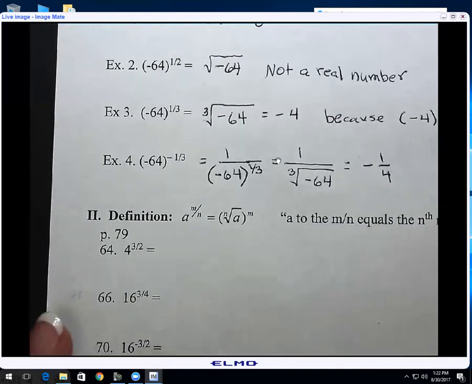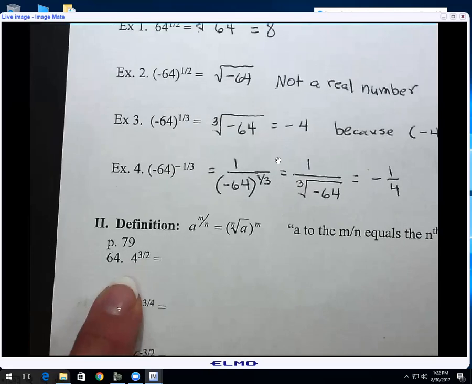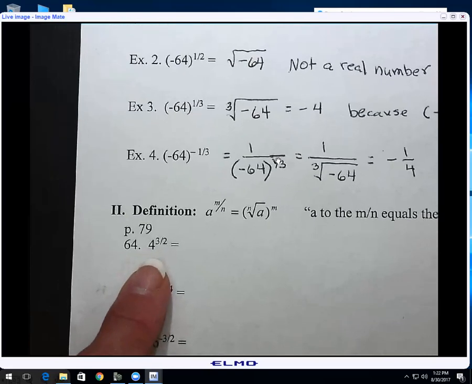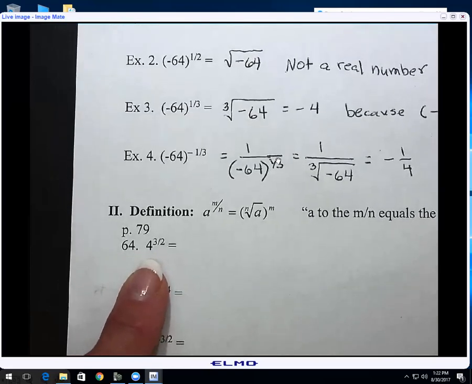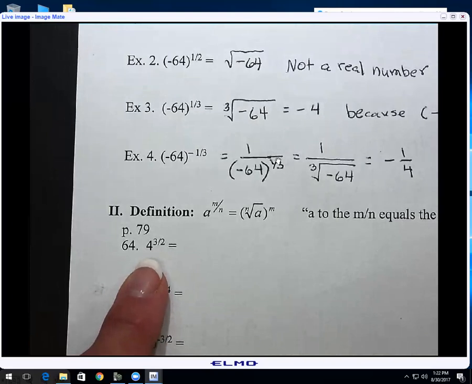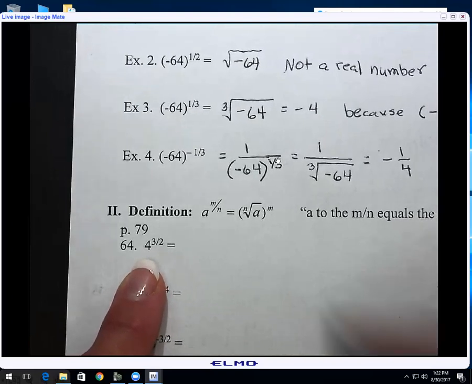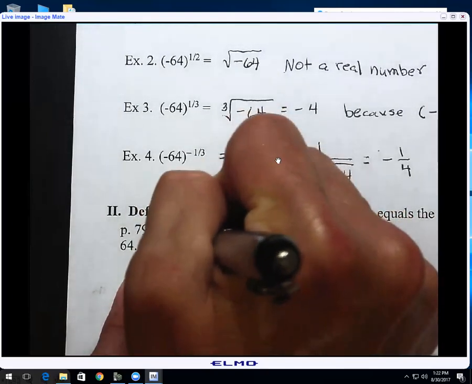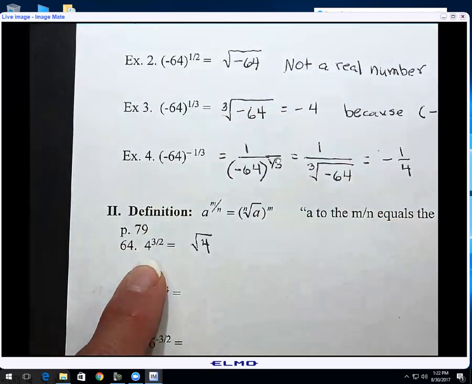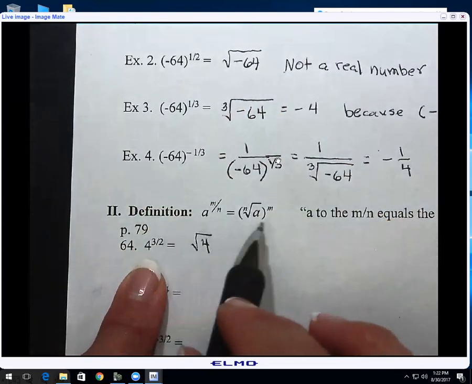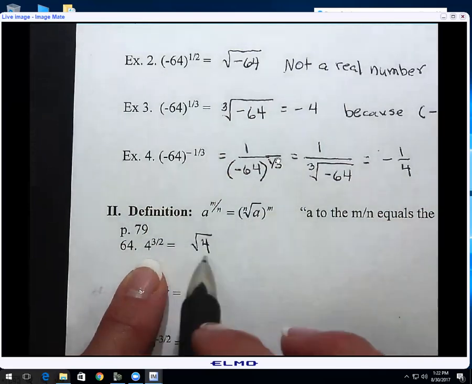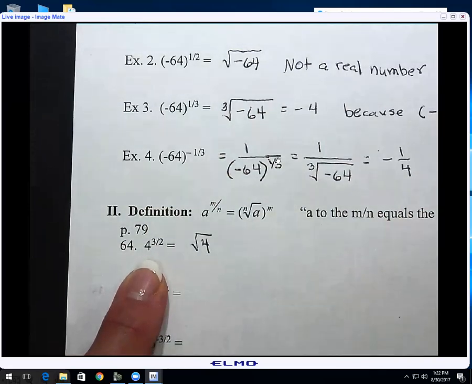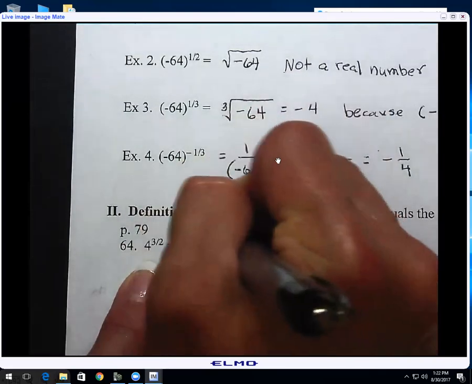Chew on that a minute. 4 to the 3 halves. What root is being indicated by that fraction? Square. The denominator says this is the square root of 4. And this definition tells me after I take the square root of 4, I need to do what? Cube it. Raise it to the 3rd power.